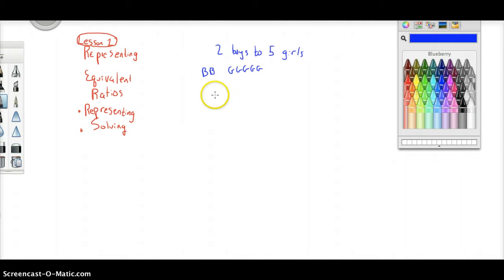Okay, now let's think about a fraction here. We can write this very simply as a fraction: 2 boys to 5 girls, or 5 girls to 2 boys. You can also write this using a colon: 2 boys to 5 girls, and 5 girls to 2 boys. These are just some of the ways that we can represent a ratio.